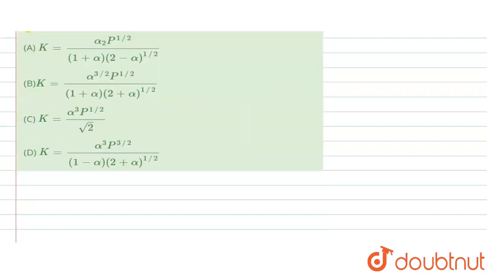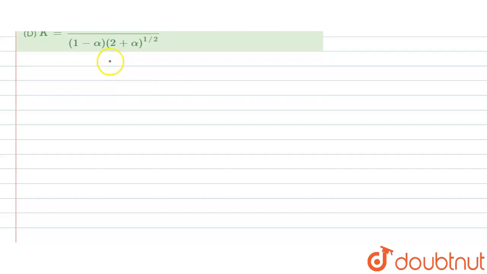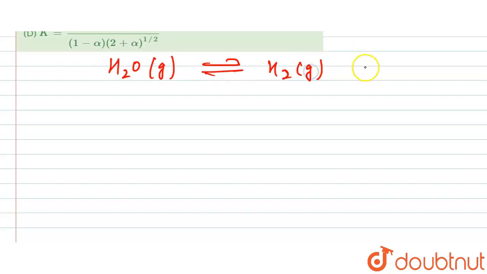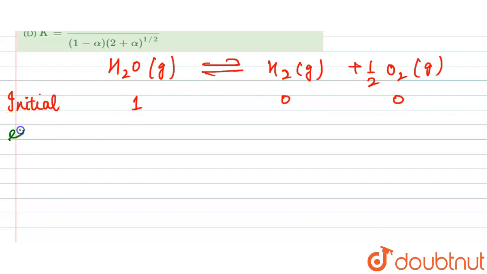First we will consider the equilibrium expression: we have H2O gas going to H2 gas plus half O2 gas. Here we first have the initial moles: 1, 0, 0. Then the equilibrium moles will be 1 minus alpha, alpha, and alpha by 2, because here we have half O2.